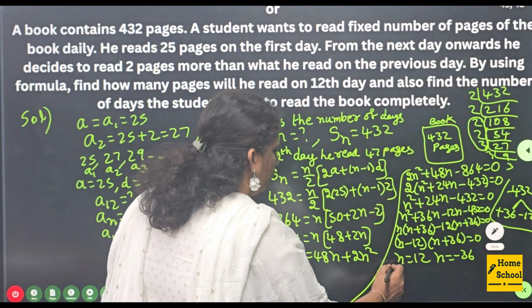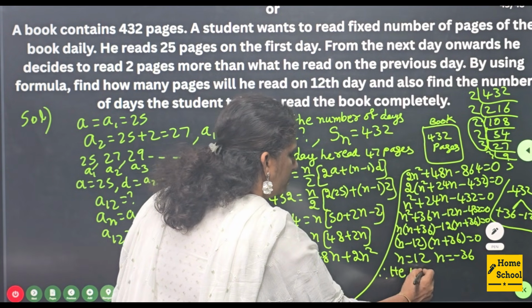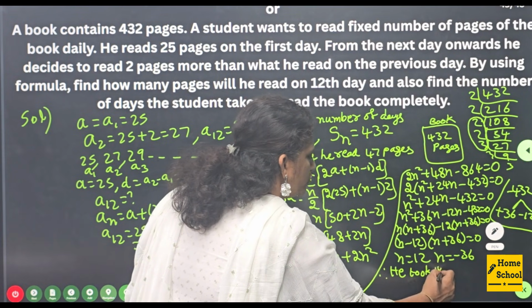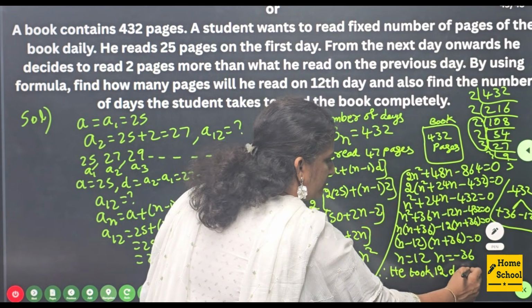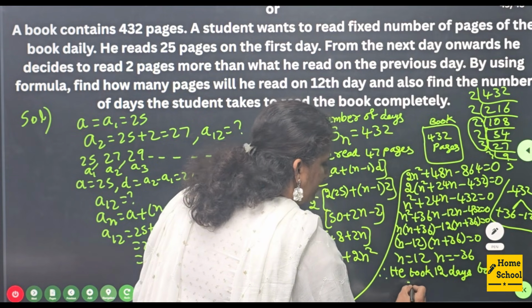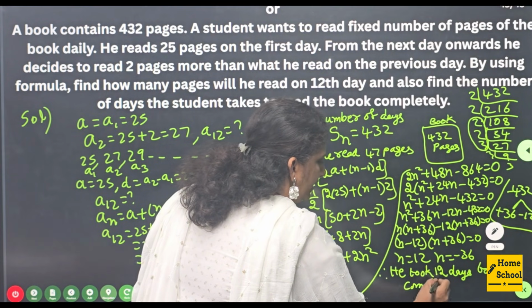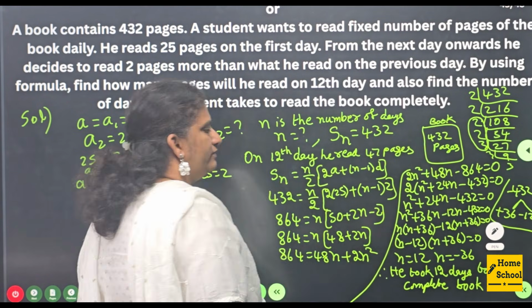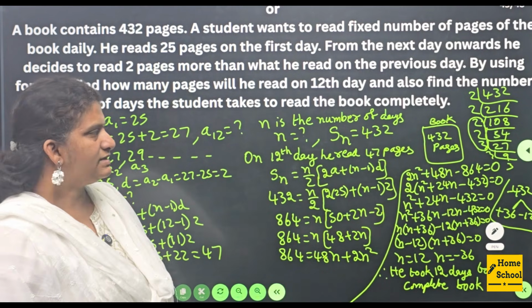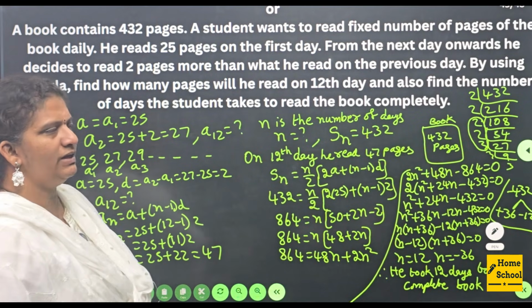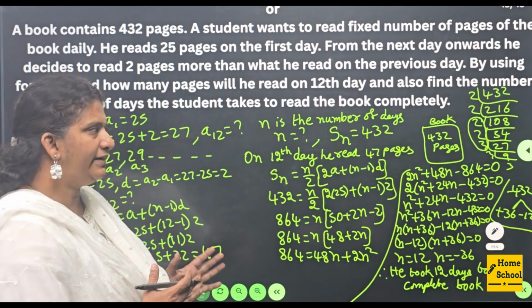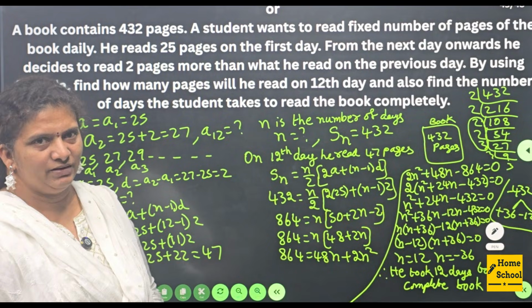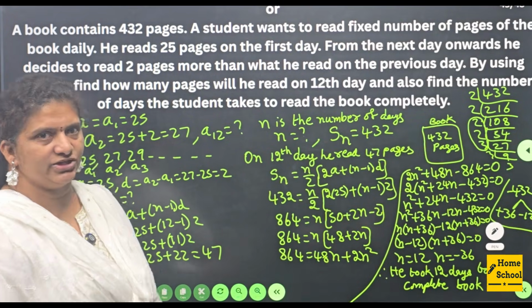Therefore, he took 12 days to complete reading the book. Right? Is this clear? Problem is very simple, but you need to write stepwise neatly, with the sentences you need to write, children.